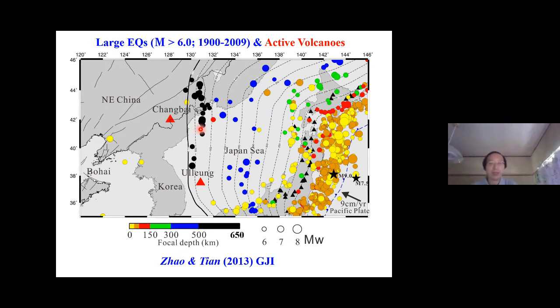Magnitude 7. So these larger deep events occurred just to the east of the Changbai volcano, about 200 kilometers. These deep events have greater focal depths, greater than 500 kilometers. We think the generation of these deep earthquakes could be a local cause for the Changbai volcano.